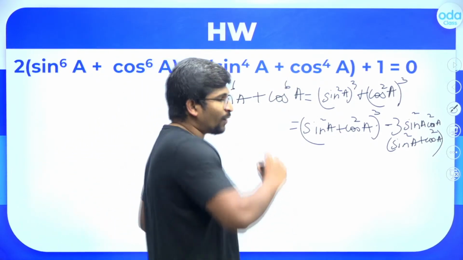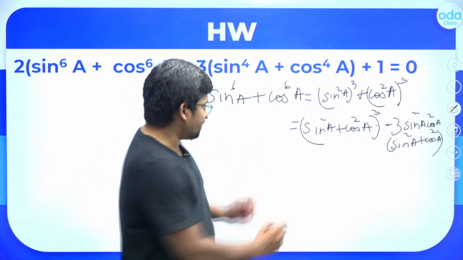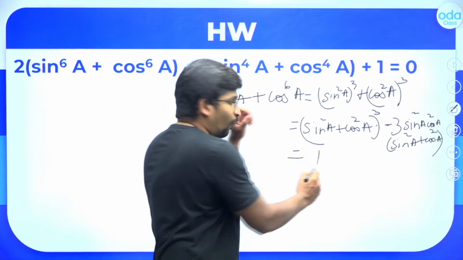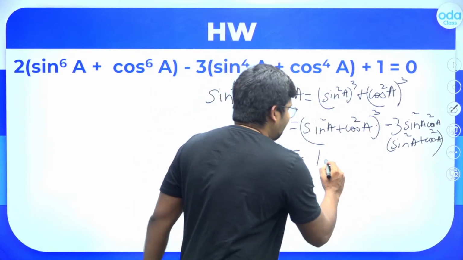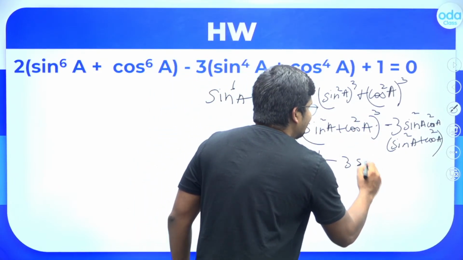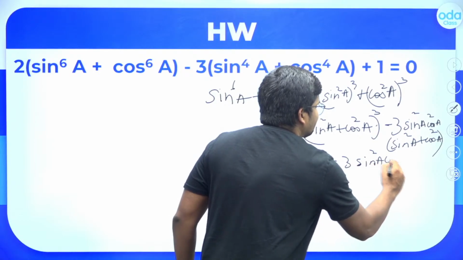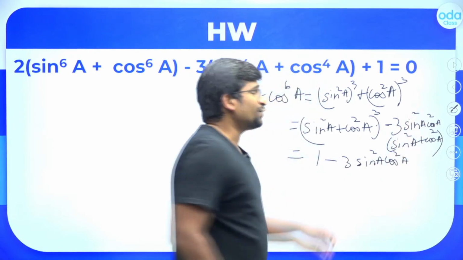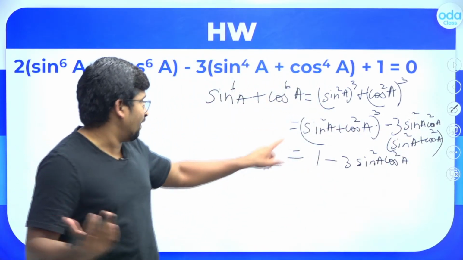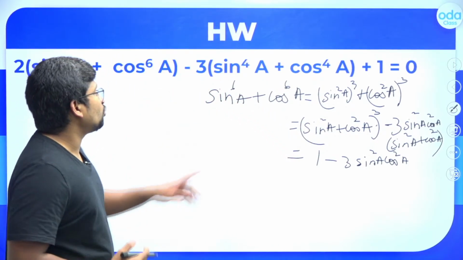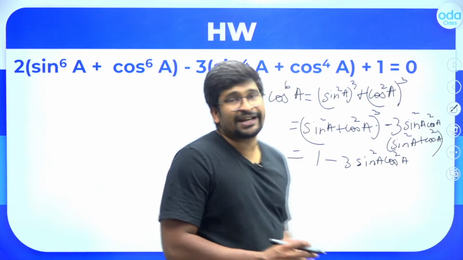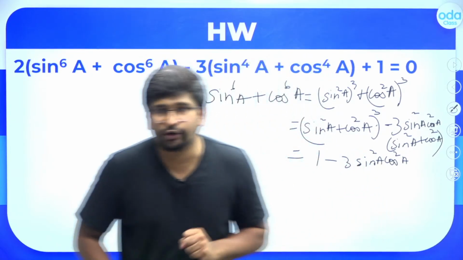So what is sine square a plus cos square a? Isn't it 1? So this value will be 1, and 1 cube is 1 itself. So 1 minus 3 sine square a cos square a, into sine square a plus cos square a, which is again 1. So the value of sine raised to 6a plus cos raised to 6a is 1 minus 3 sine square a cos square a. I hope it is clear to everyone.